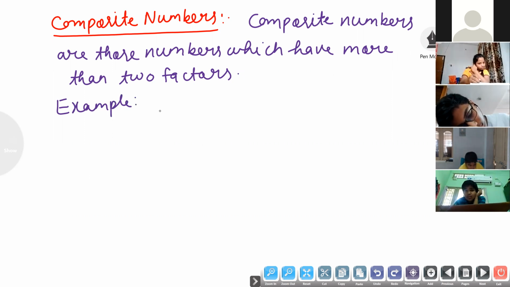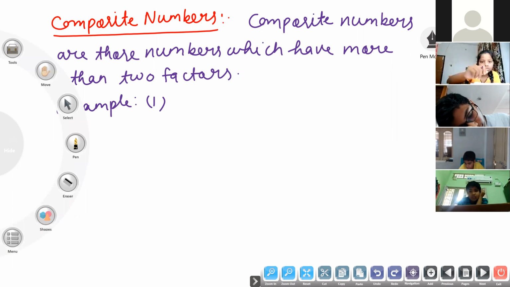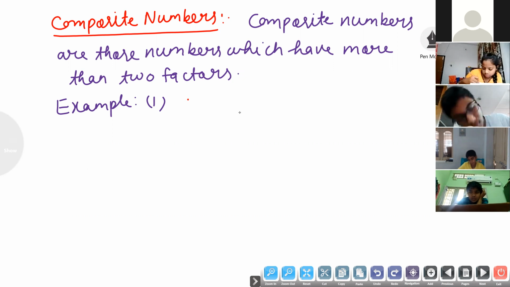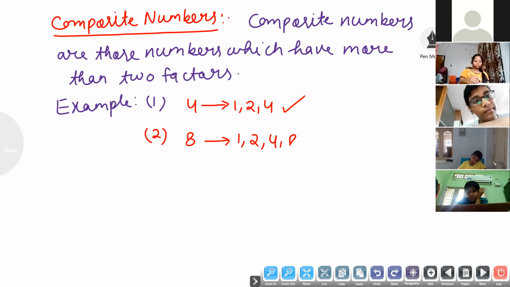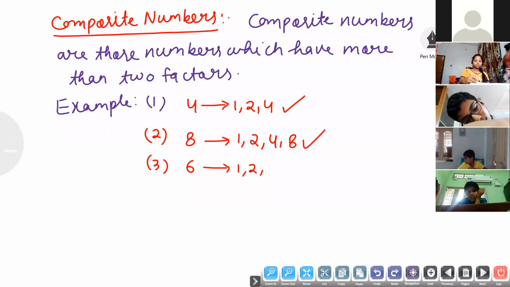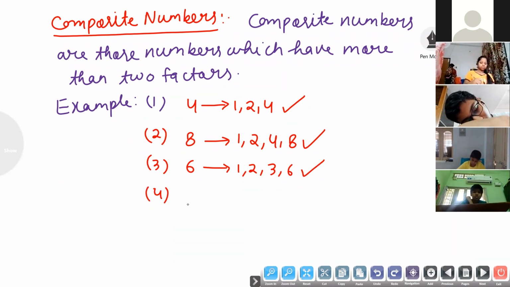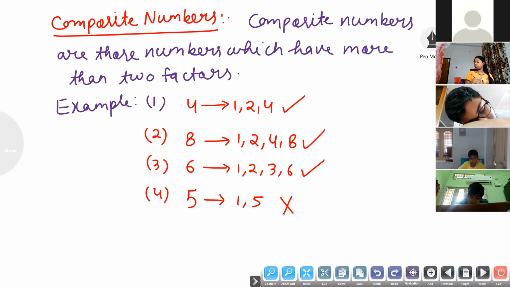First example, suppose I'm writing 4. 4: 1 factor, 2 factor, 4. Composite number. Second example, 8: 1, 2, 4, 8. Third example, 6: 1, 2, 3, 6. Next, fourth example, 5: 1 comma 5. Only 2 factors. This is not a composite number. This is a prime number. Note down, everyone.